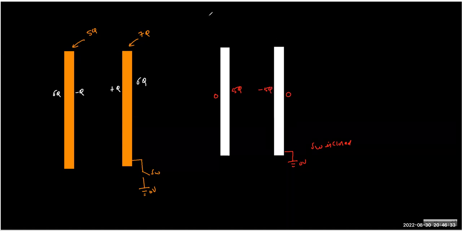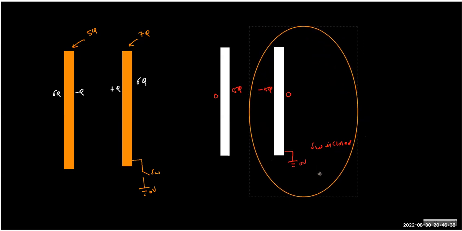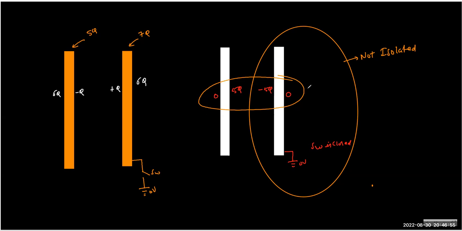See, this is not isolated. Conservation of charge won't work. So we cannot apply the conservation for this. Not isolated. We only apply the conservation for the isolated one. Now you can see the moment you ground, the total charge is always zero. Which means the charge which has flown to the ground is the total charge which you gave in the beginning. Isn't it? So how much charge has gone to the ground?